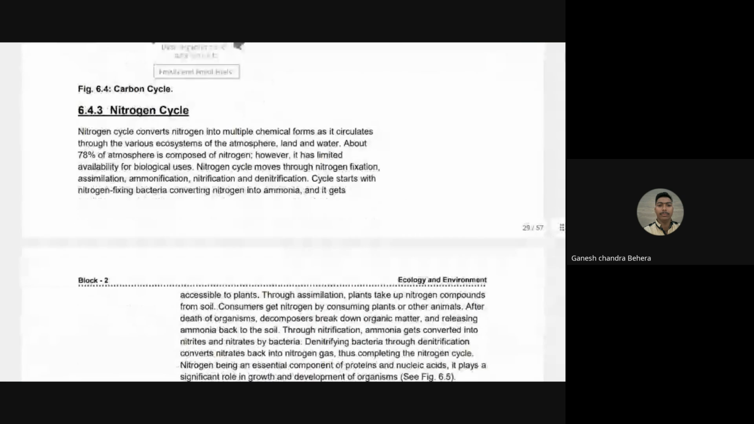So then come to the nitrogen cycle. Within the nitrogen cycle, the atmospheric nitrogen is basically fixed by different microorganisms.